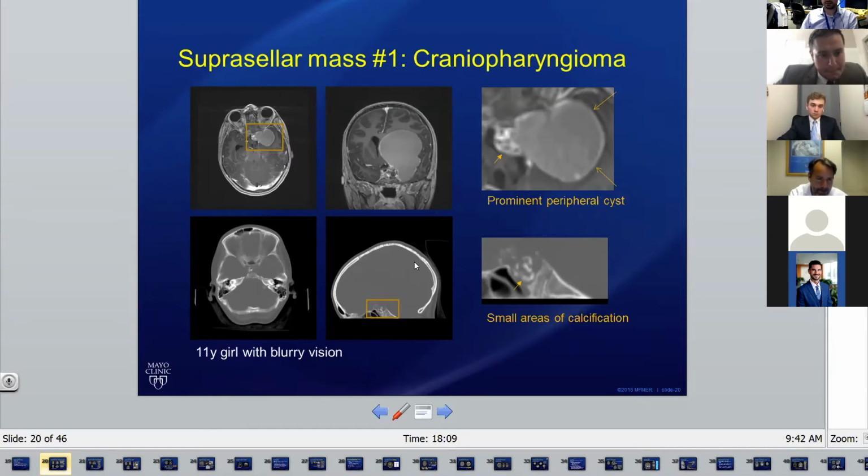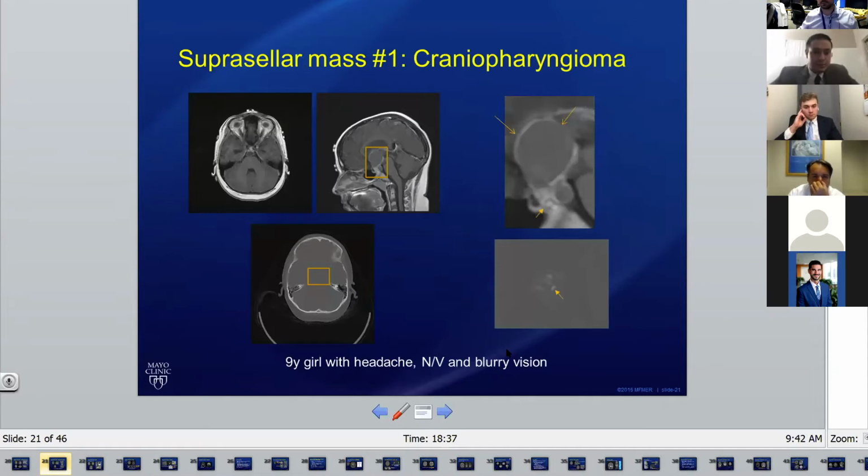And if you go back and look at the CT, which she had beforehand, you can see that there are these speckled areas of calcification starting in the sella and extending up where the tumor resides above the sellar space. So this is extremely characteristic of a craniopharyngioma. If you have a young adult, or sometimes an older adult, but less commonly, with a calcified suprasellar mass associated with a cyst, it's a craniopharyngioma 99 times out of 100.